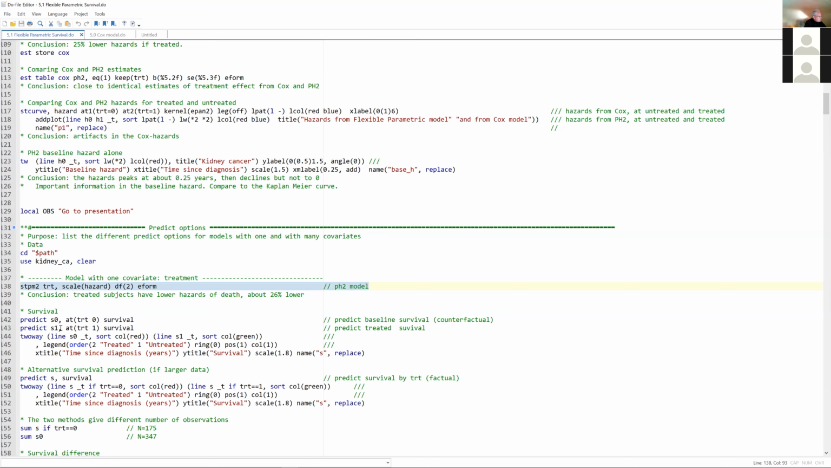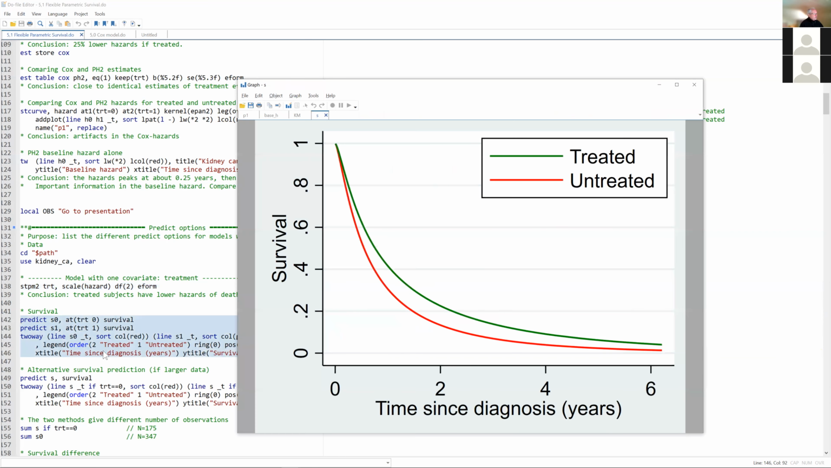And here we do the same for the treated. And then I can do a line plot, S0 versus analysis time, and S1 versus analysis time. And you get the plot that you, well, maybe haven't seen before. This is the survival for the treated and the untreated. And as you can see, the treated have better survival, although the difference is getting quite smaller towards the end.